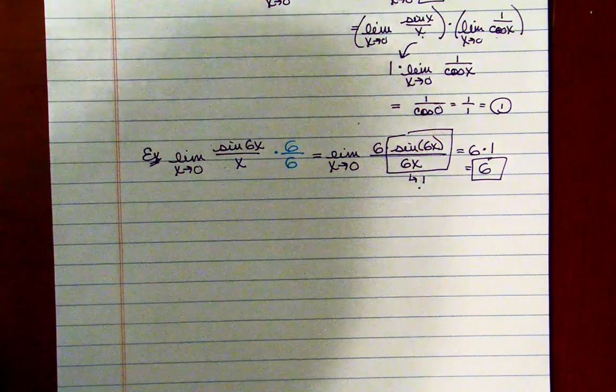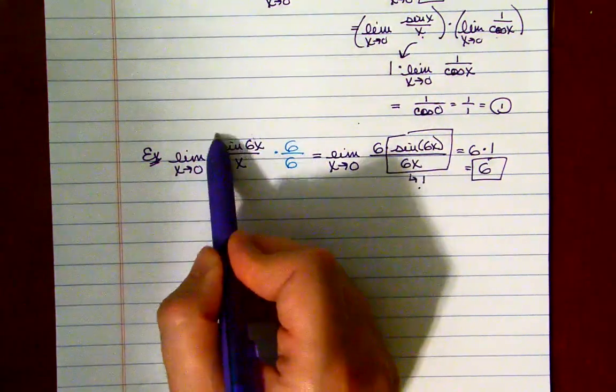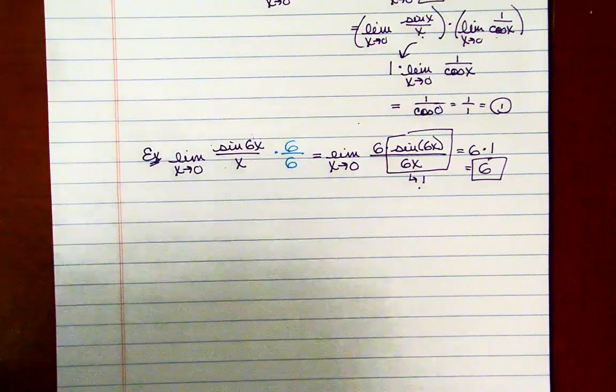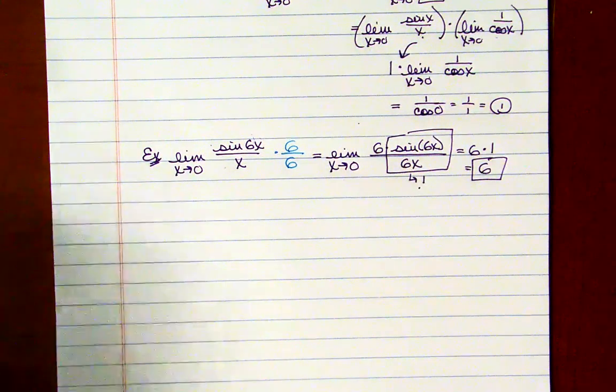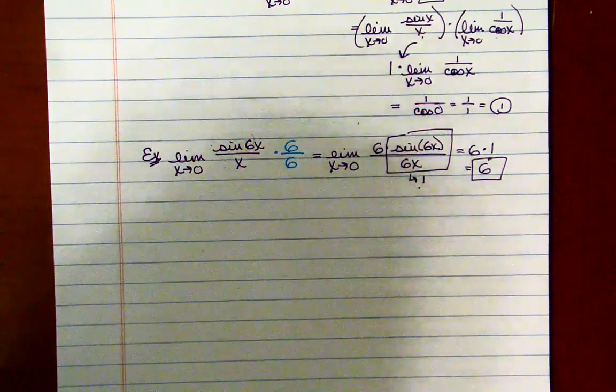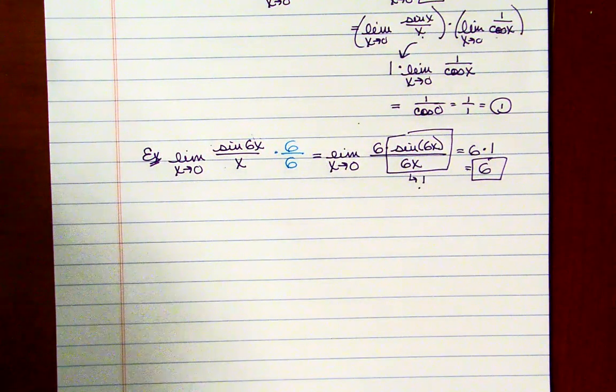Yes, I realize this is the same thing you would have gotten if you factored out the 6. However, you're not allowed to do that. That is not valid algebra. I would not give you credit on a test or quiz if you're doing something like that. Make sure you're using appropriate algebra.